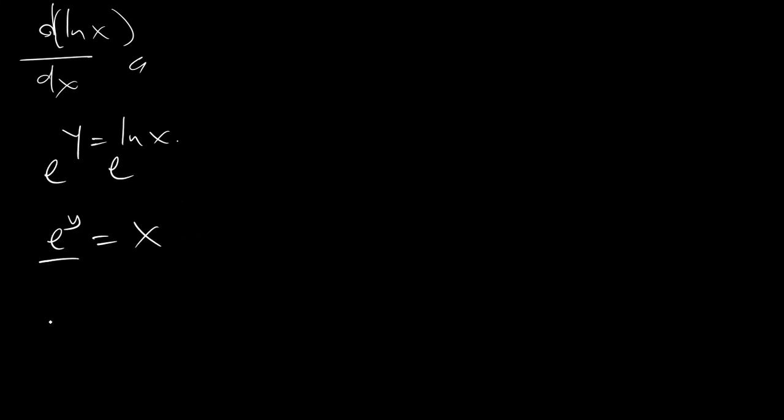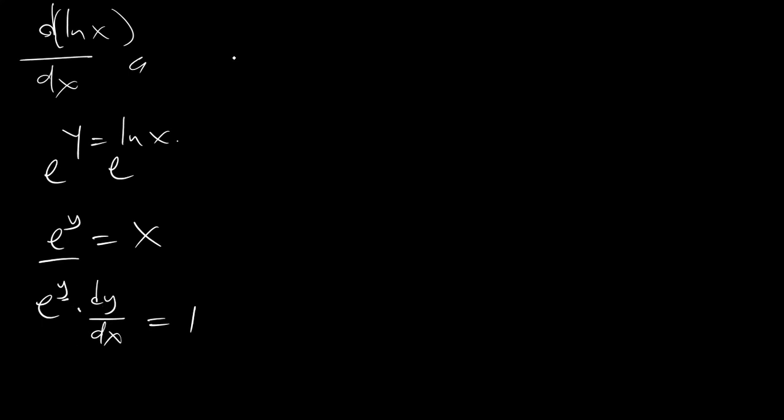Now the derivative of this with respect to x, the derivative of e to the power y, using the chain rule, will be e to the power y times dy all over dx, which is equal to the derivative of x, which is 1. The derivative of this with respect to y is this, and the derivative of y with respect to x is dy dx.